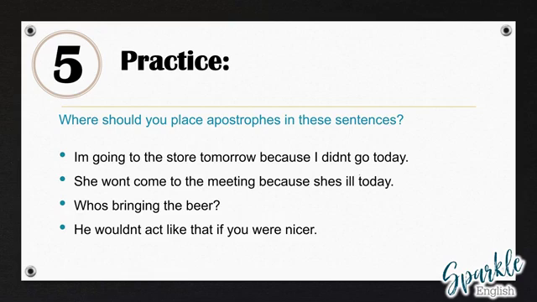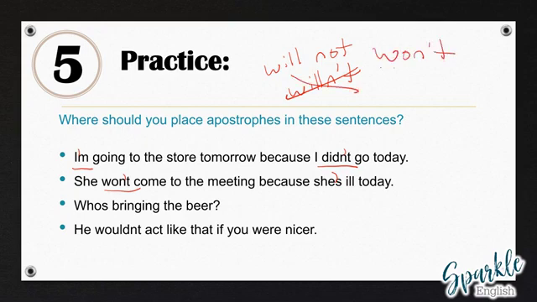So let's start with the first one. I'm going to the store tomorrow because I didn't go today. This is a contraction for I am. Didn't for did not. She won't come to the meeting because she's ill today. Won't is a contraction for will not. Now maybe that will confuse you because you say, well, why isn't it willn't? Well, it's an irregular contraction, so it's won't.